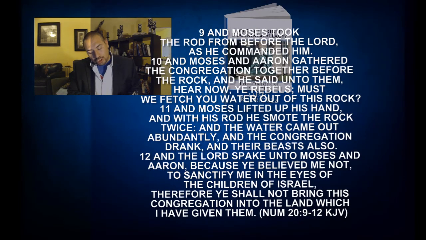Let us read this, Numbers 20:9 through 12. It says, "And Moses took the rod from before the Lord, as he commanded him. And Moses and Aaron gathered the congregation together before the rock, and he said unto them, Hear now, ye rebels, must we fetch you water out of this rock? And Moses lifted up his hands, and with his rod he smote the rock twice, and the water came out abundantly, and the congregation drank, and their beasts also. And the Lord spake unto Moses and Aaron, Because ye believed me not to sanctify me in the eyes of the children of Israel, therefore ye shall not bring this congregation into the land which I have given them."